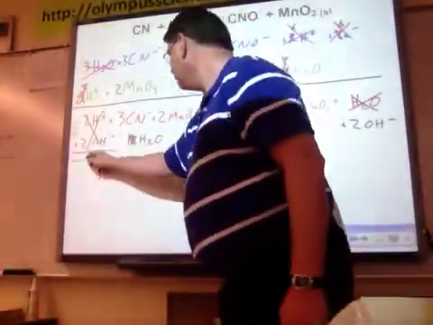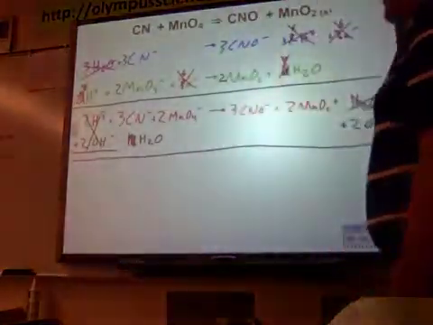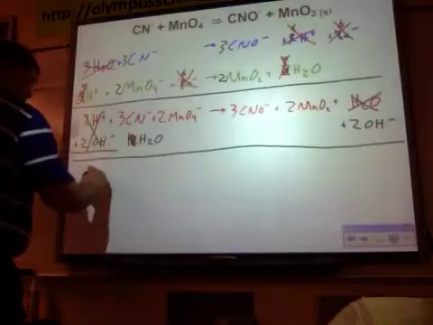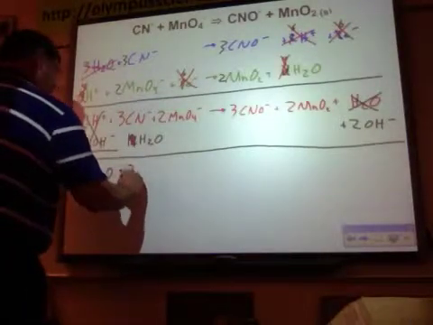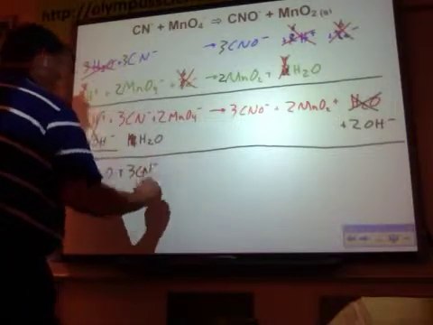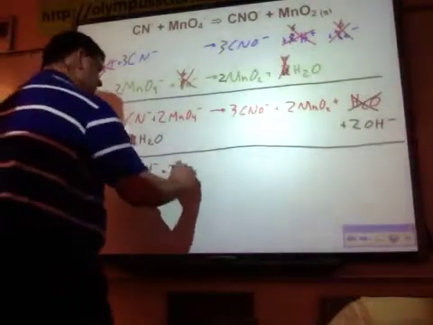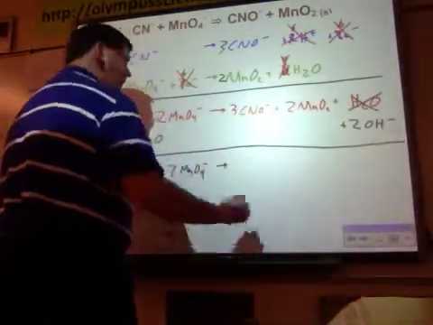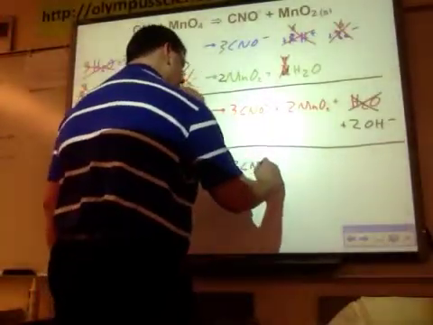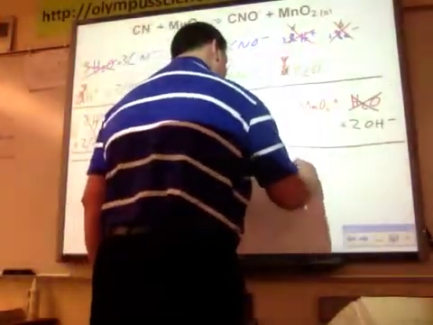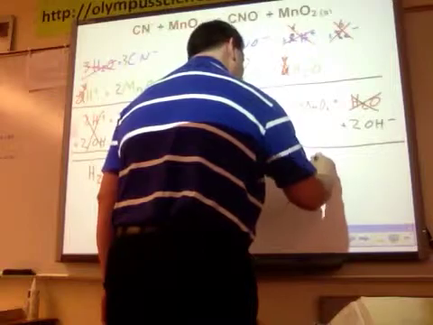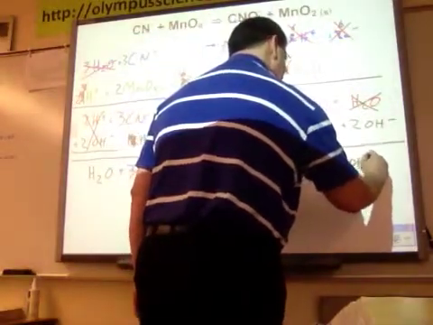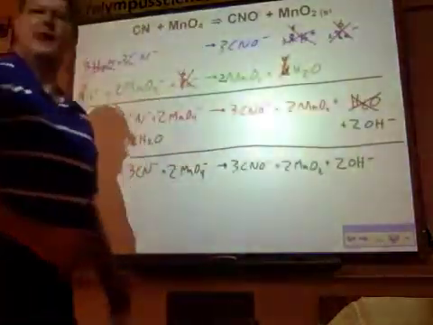Okay? So now let's add everything together, and we have water plus 3 cyanide, plus 2 permanganate goes to form 3 cyanate plus 2 manganese 4 oxide plus 2 hydroxide. Okay?